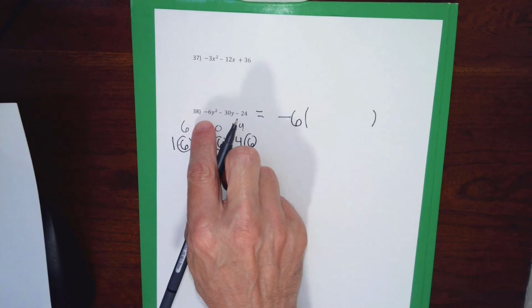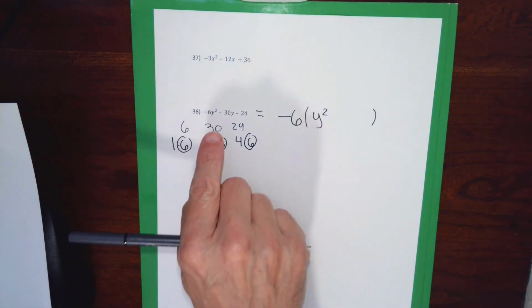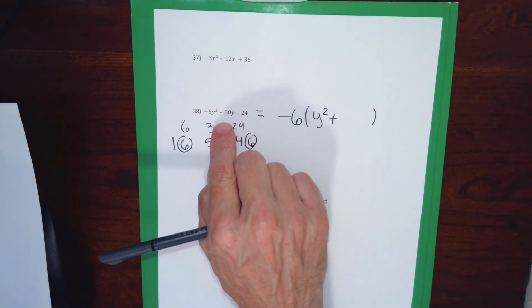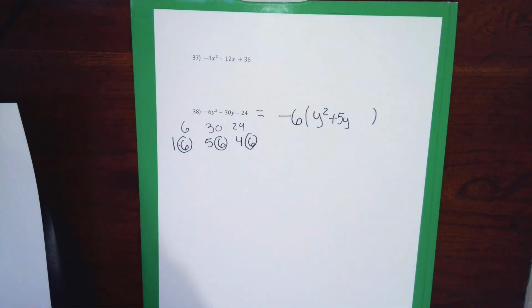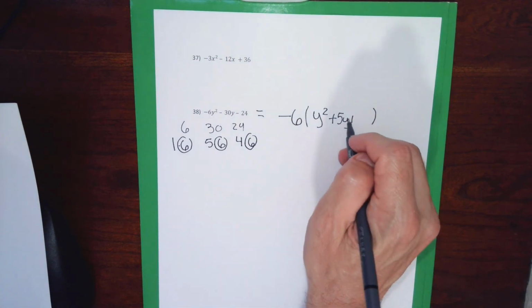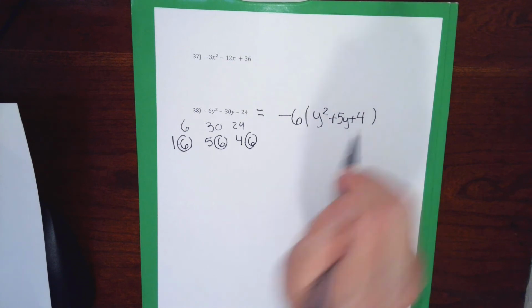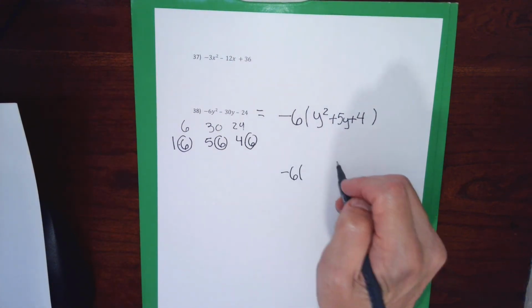The negative 6y squared, I change the negative sign to positive. I divide the 6 by 6 and get 1. So I'm going to lead off with a y squared. Next term, I change the negative sign to positive. I divide the 30 by 6 and get a 5. I leave the y. Last term, I change the negative sign to positive. I take 24 and divide it by 6 and get 4. The negative 6 is going to be part of my answer.